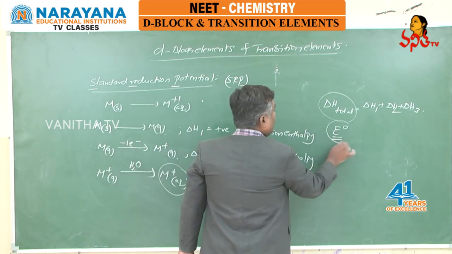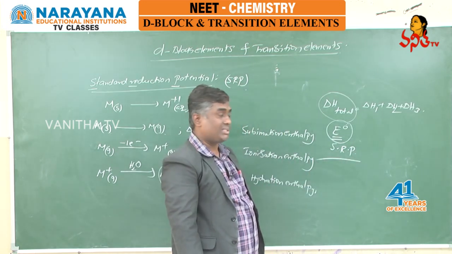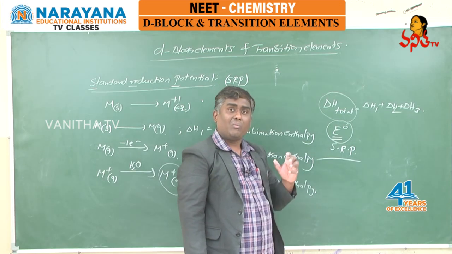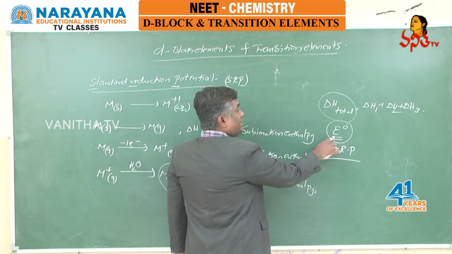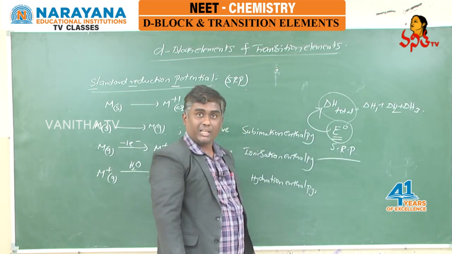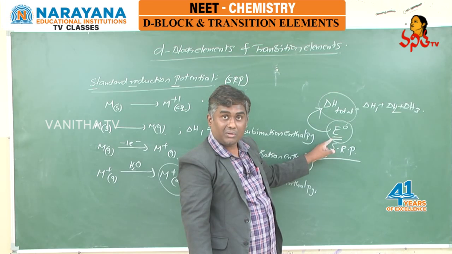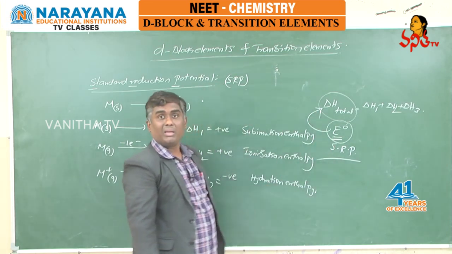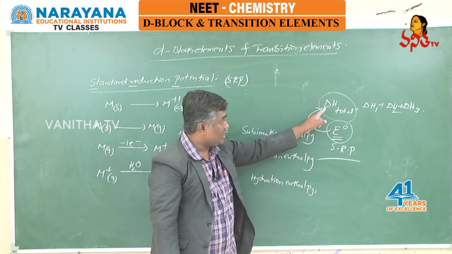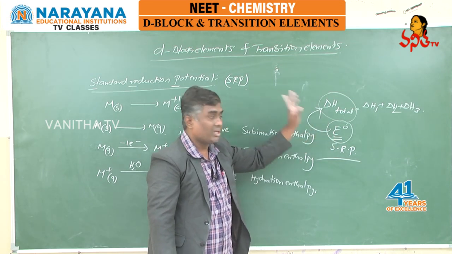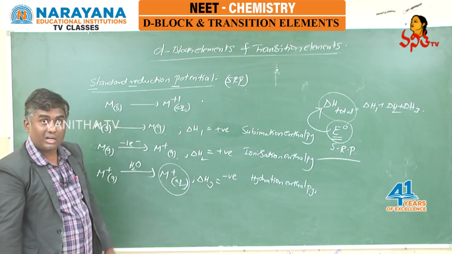And here I wrote E naught. What do we mean by E naught? This is nothing but our SRP, standard reduction potential. What is the relation between standard reduction potential and delta H total? E naught is a measure of delta H total only. If delta H total is negative, E naught is negative. If delta H total is positive, E naught will be positive. I repeat once again, SRP is the measure of delta H total. If delta H total is negative, E naught is negative. If delta H total is positive, E naught is positive. This means for a given particular oxidation state, you may have negative E naught, you may have positive E naught.